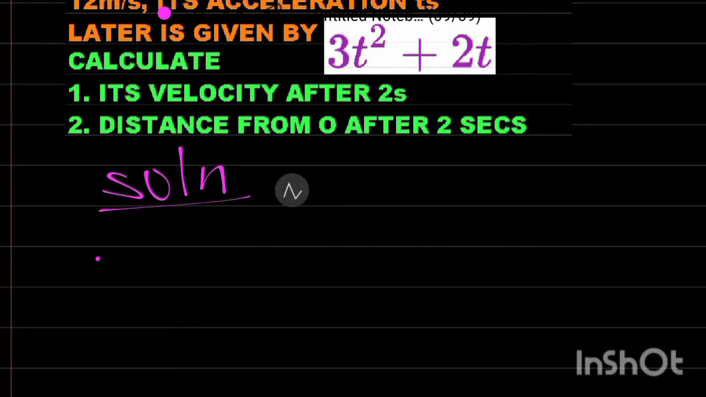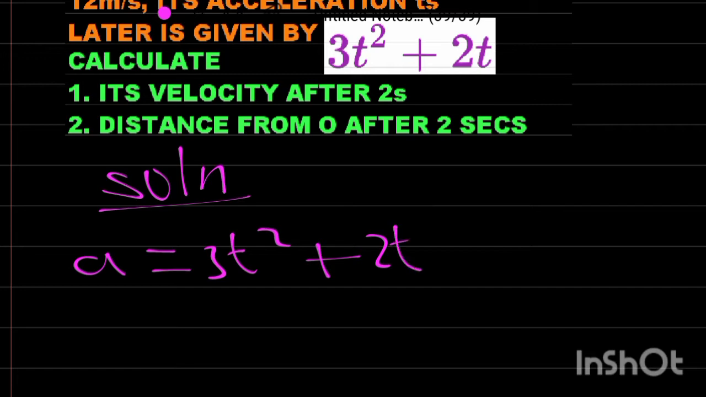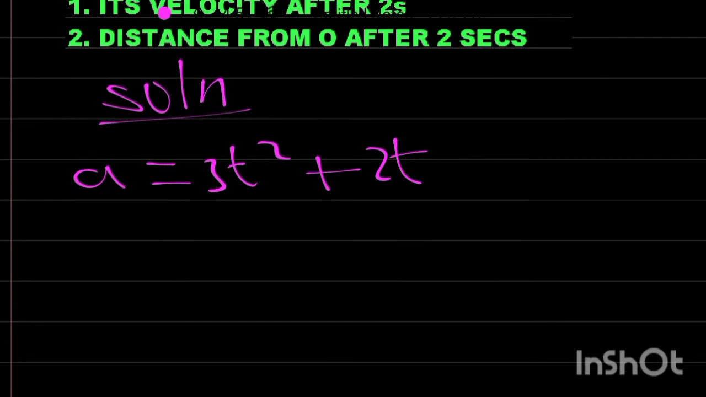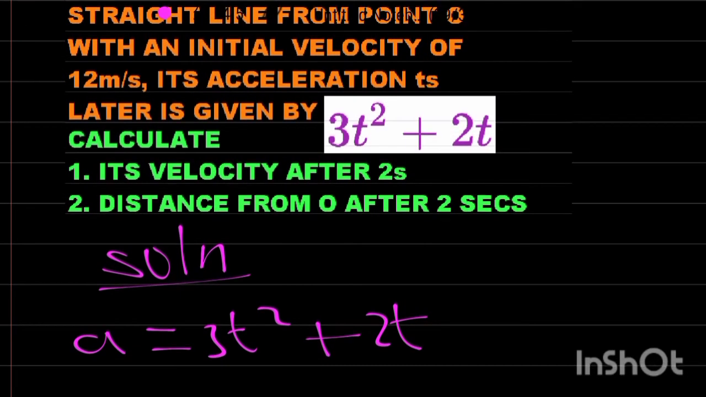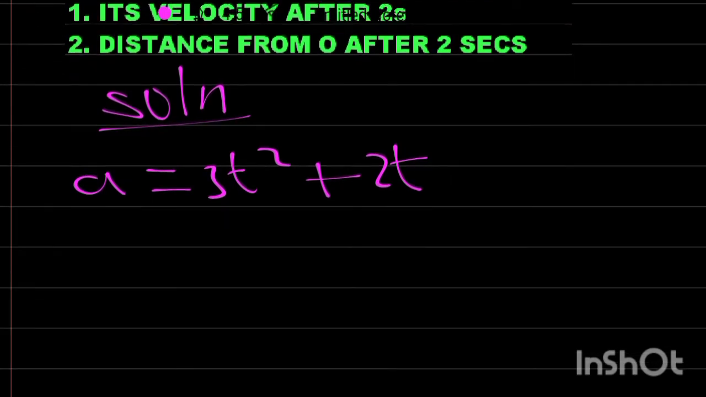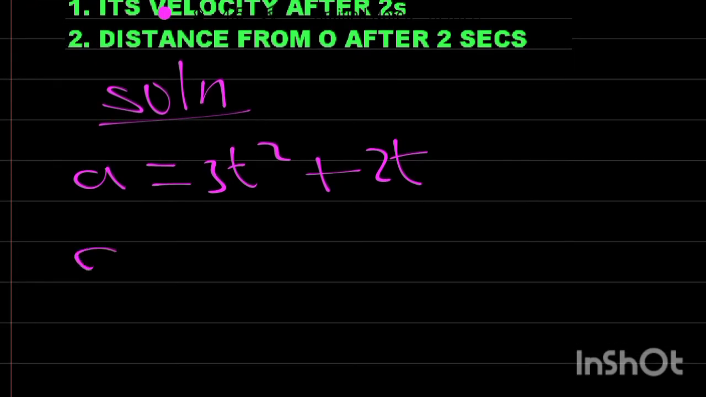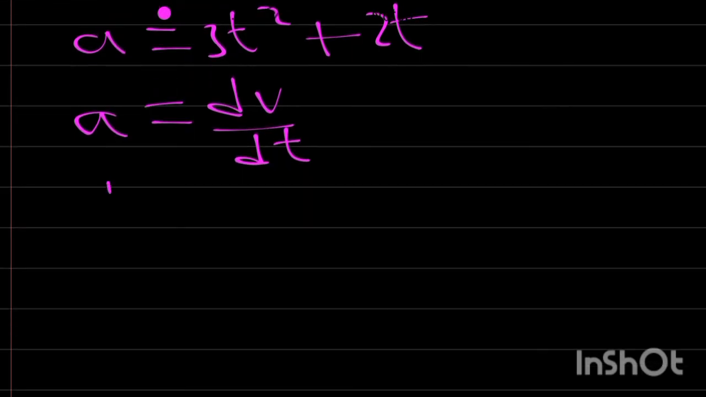Solution. The acceleration of the particle is given as 3t squared plus 2t. This is the acceleration, and the question says we should calculate its velocity when acceleration is given. I know that acceleration is the rate of change of velocity with time. So acceleration is equal to dv by dt. Therefore, let's make dv the subject of the formula. I have dv is equal to a dt.